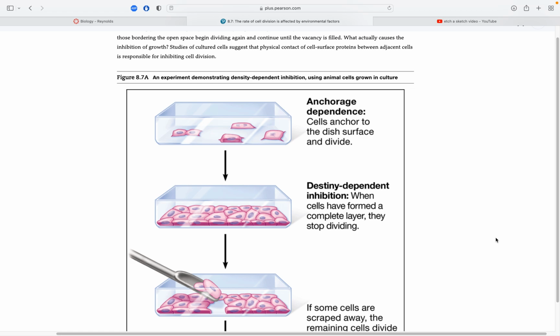So that's density dependent. When cells have formed a complete layer and start touching each other, they stop growing. They control that. That control comes from the outside. And then anchor is like an anchor on a boat. It's going to stop the movement. So the cells aren't going to grow if they're kind of floating, but as soon as they get anchored in place, that's going to trigger them into growing.